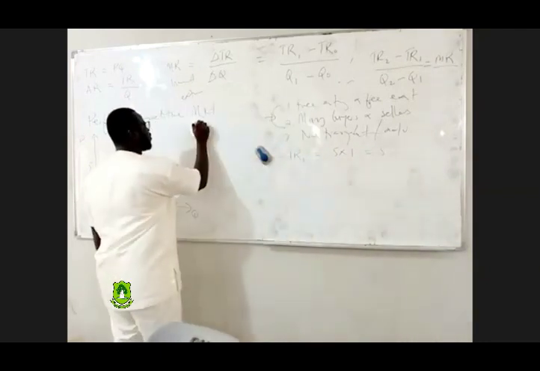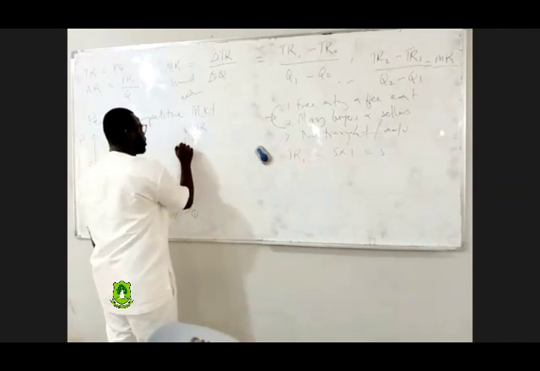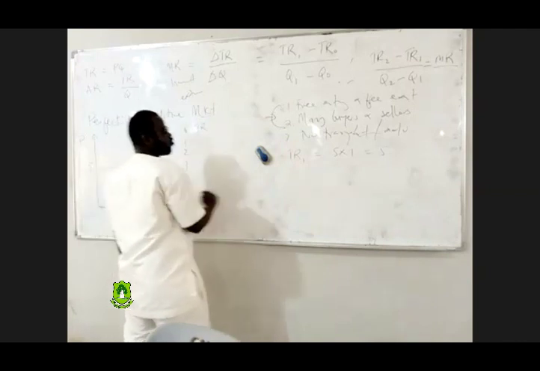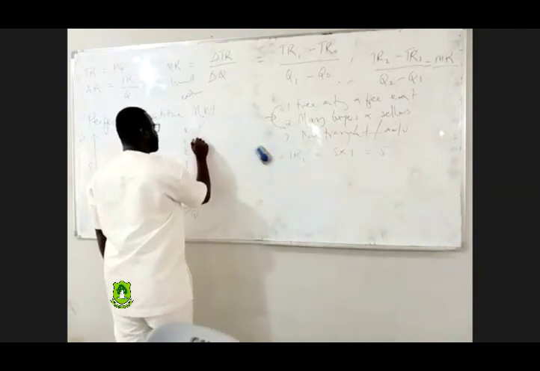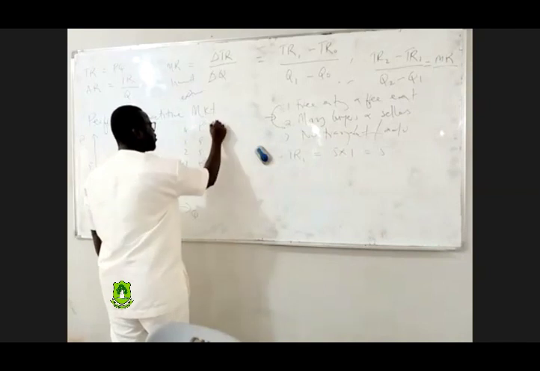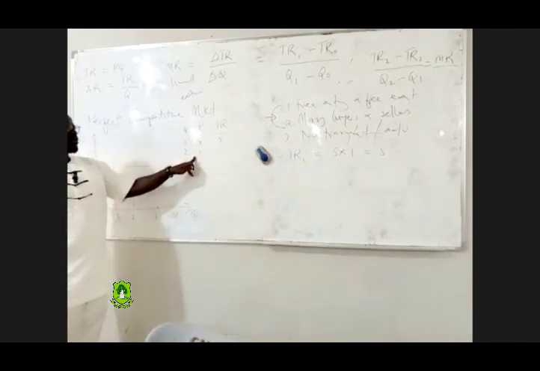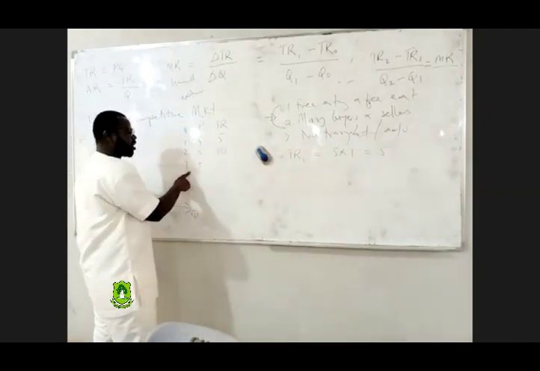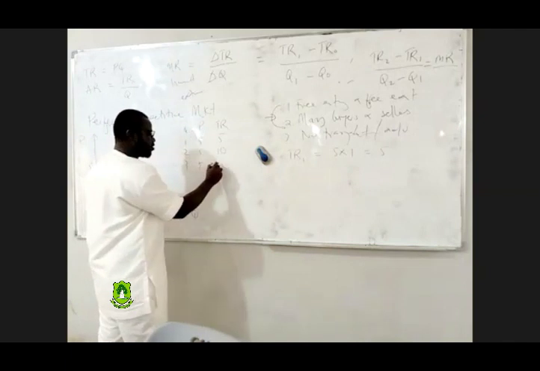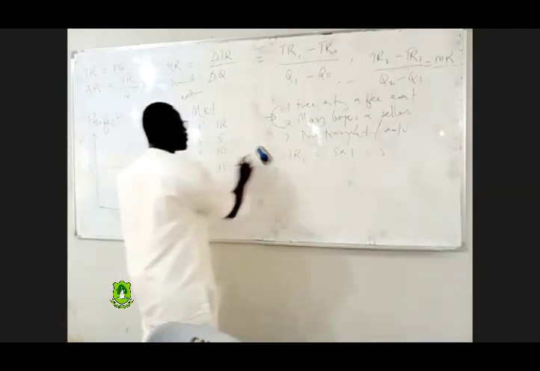Let's say quantity 1, 2, 3. Price is 5, 5, 5. Total revenue at quantity 1 will be 5. At quantity 2, total revenue will be 10. Here, total revenue will be 15. Are we together? It goes on as we proceed.